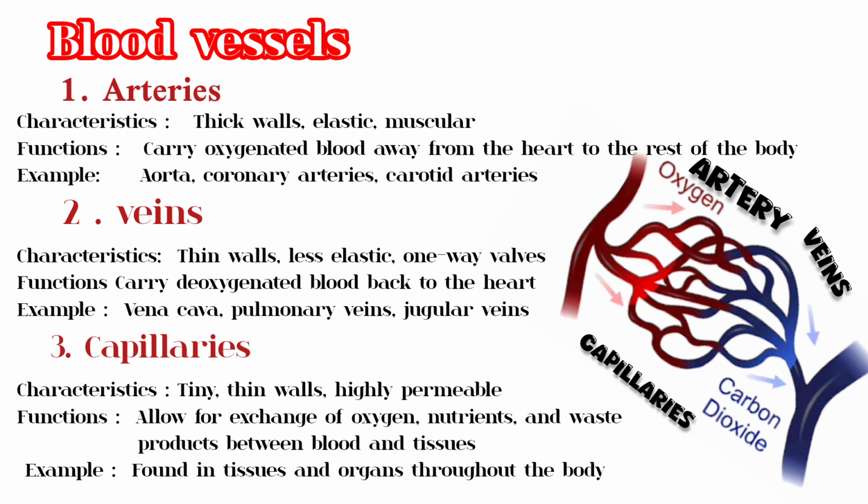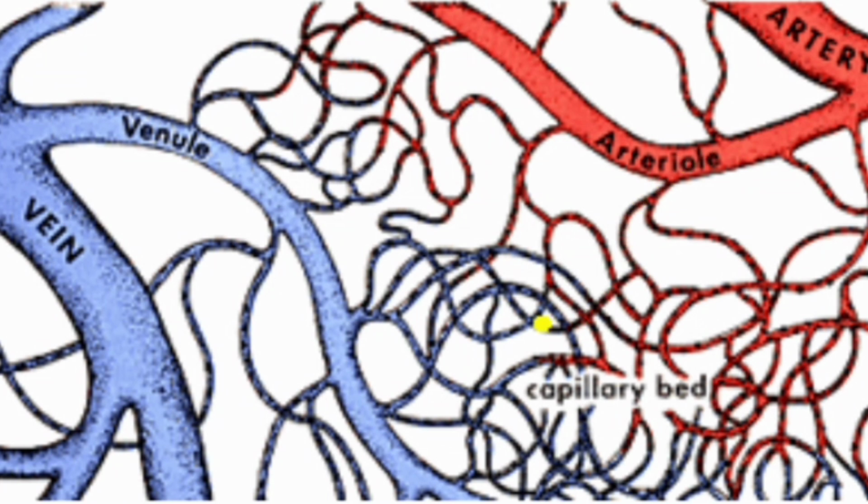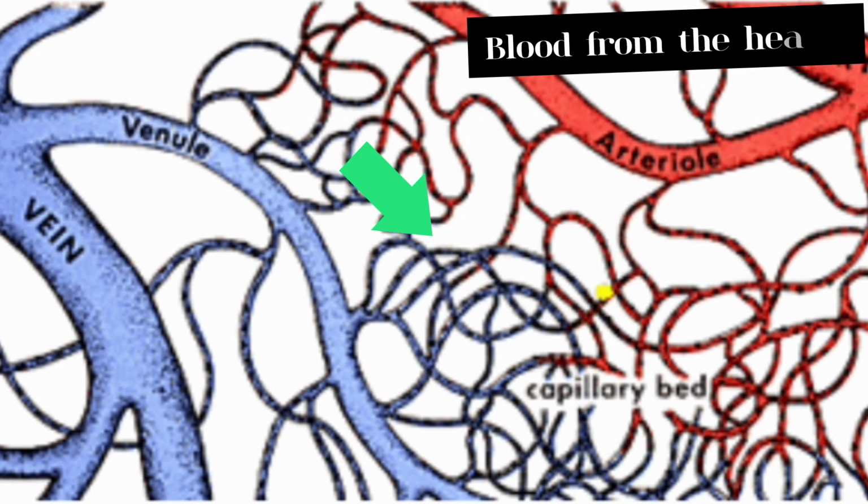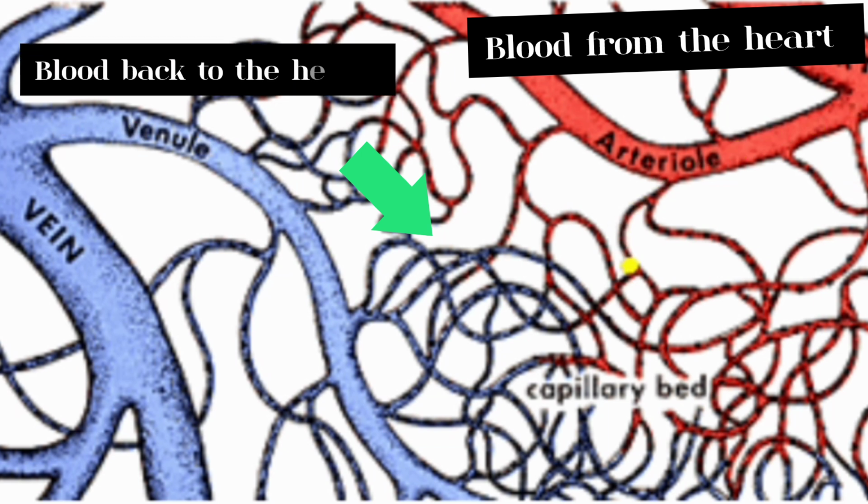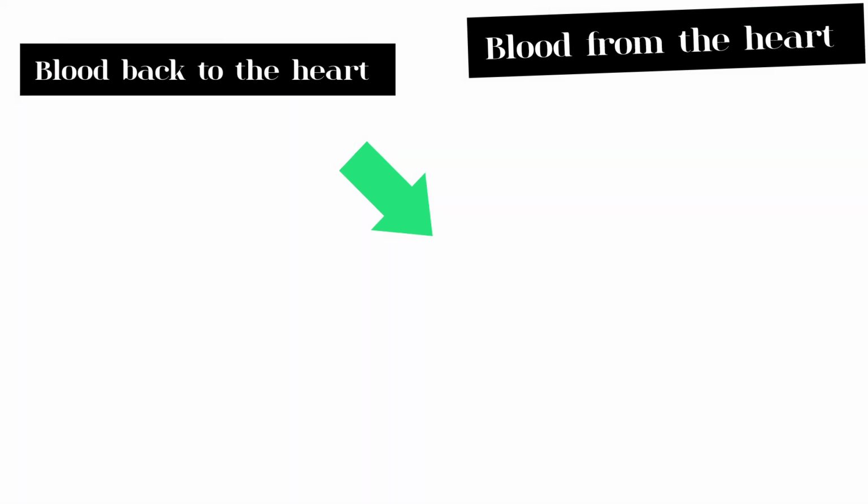The main function of the capillaries is to deliver oxygen, food, and other substances to the cells all over the body, and to collect material from them. The capillaries gradually join up with one another to form larger blood vessels called veins. Veins carry blood back to the heart.